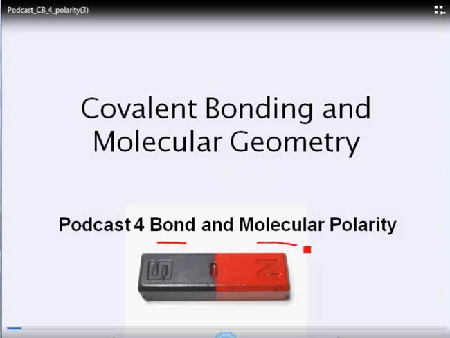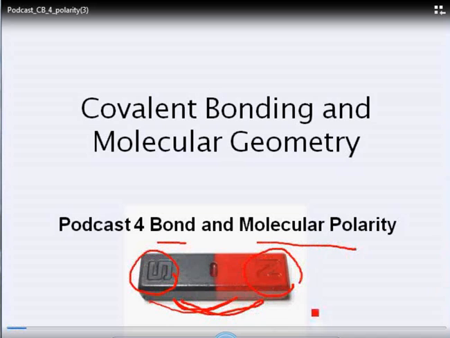Okay, when you think about polarity, think about a magnet. It has a north pole and a south pole, and the more different the poles are, the more polar they are. Okay, in bonds and molecules, we can have a positive side and we can have a negative side. Okay, so let's take a look.